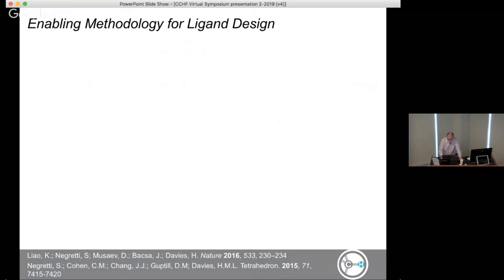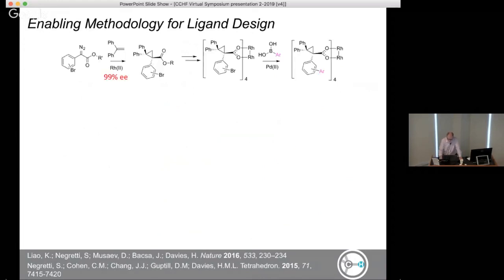And these catalysts look sort of overwhelming, but actually they're really easy to make. As I said, the asymmetric cyclopropanation is highly anti-selective. Then you only need to hydrolyze the ester to the acid and do a ligand exchange. And then you can get a lot of diversity by doing multifold cross-coupling on the catalyst itself.